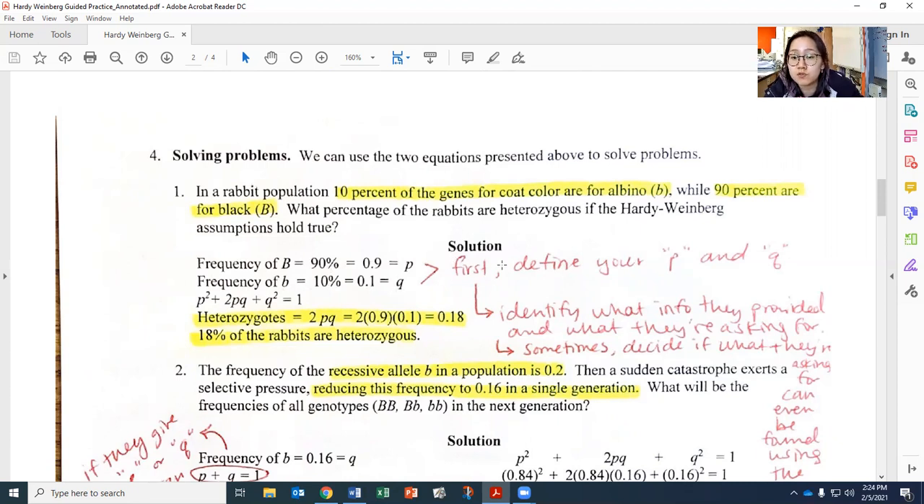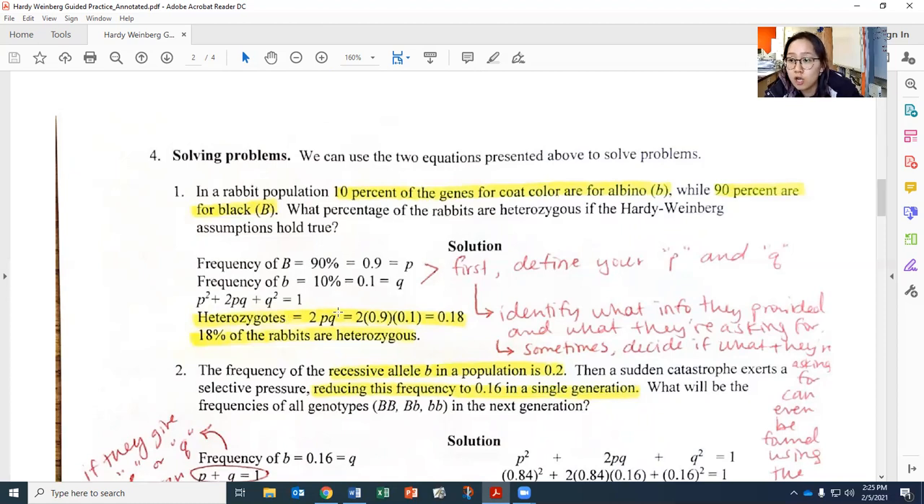So always, first things first, you're going to define your p and your q. Your p usually represents your dominant allele, and your q represents your recessive allele. Okay, here's the equation we're going to be working with: p squared plus 2pq plus q squared equals 1. So we know that the heterozygous is always going to be 2pq.